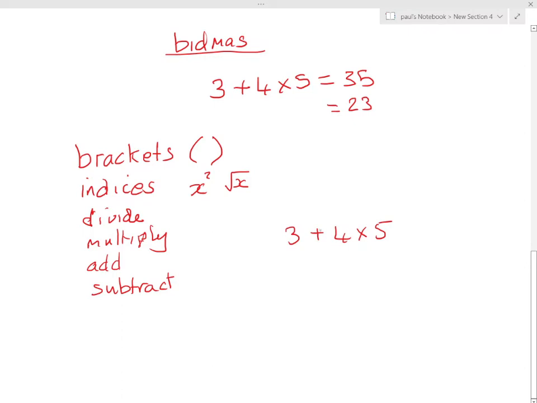So let's look at this one above, 3 plus 4 times 5. And we've got an add and a multiply. If we go down the list: brackets, indices, divide, multiply. So we have to do the multiply before we do the add, because multiply is before add in the list. So we do the multiply, which is 20, and then we add the 3. So the correct answer there is 23. 35 is not right. That's BIDMAS.